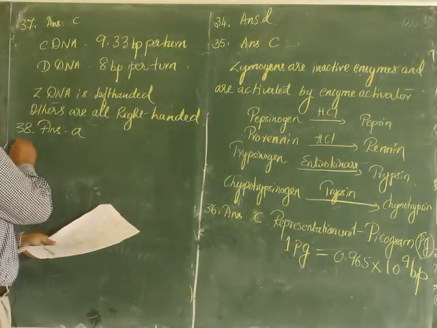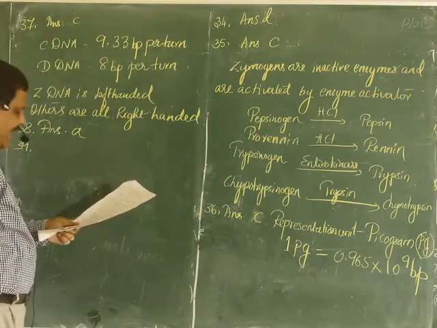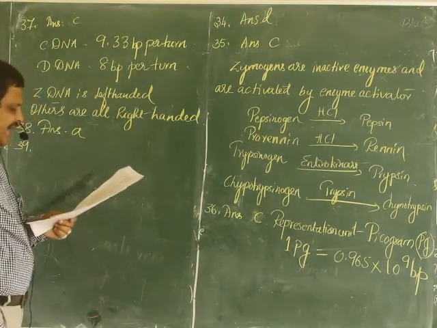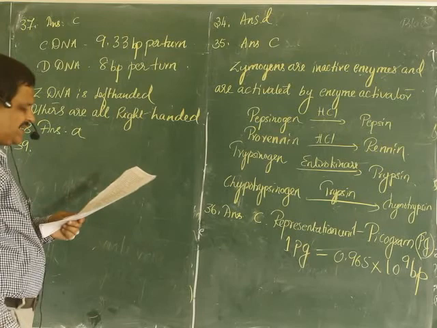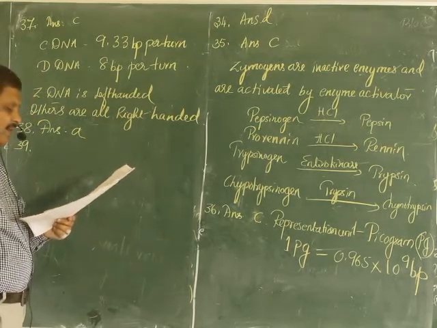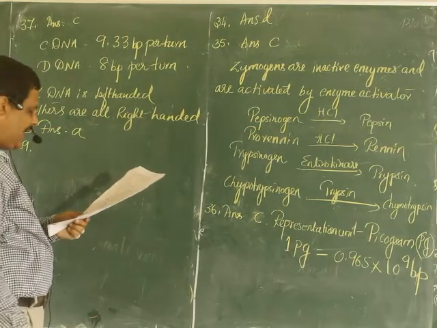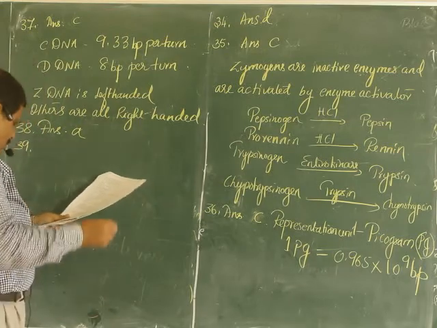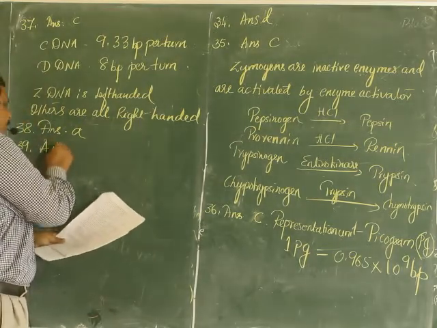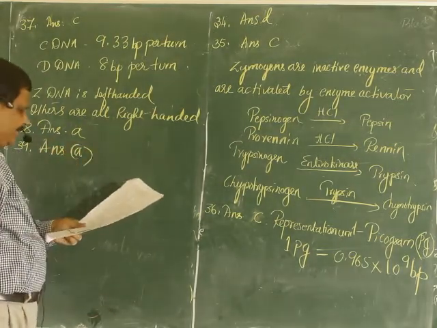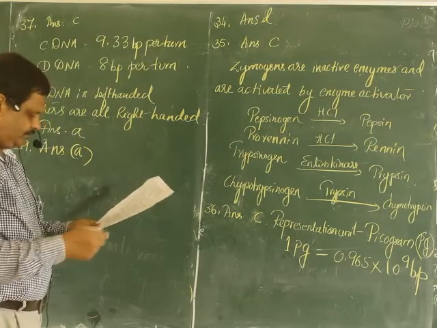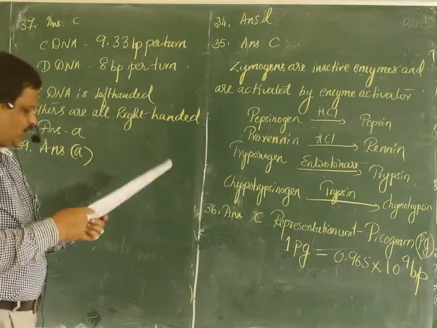Question number 39. Different epithelial cells are given in the first column and their locations are given in the second column. Match them and choose the correct answer. Answer is A. 40th question.